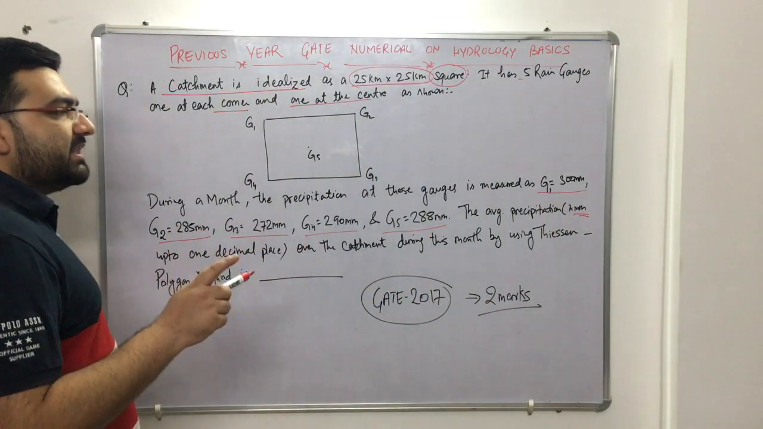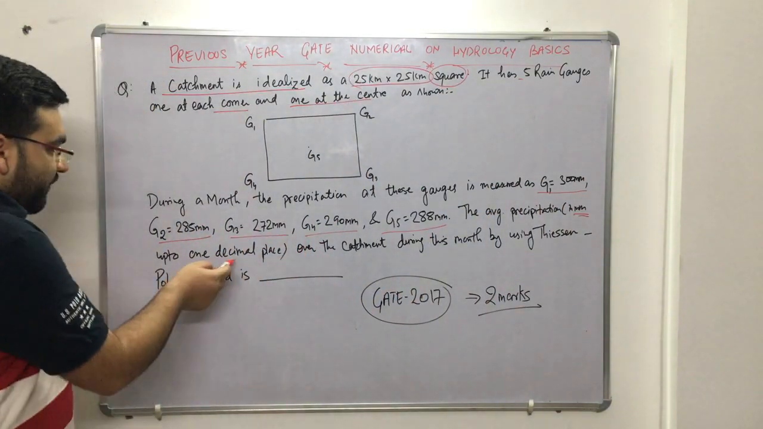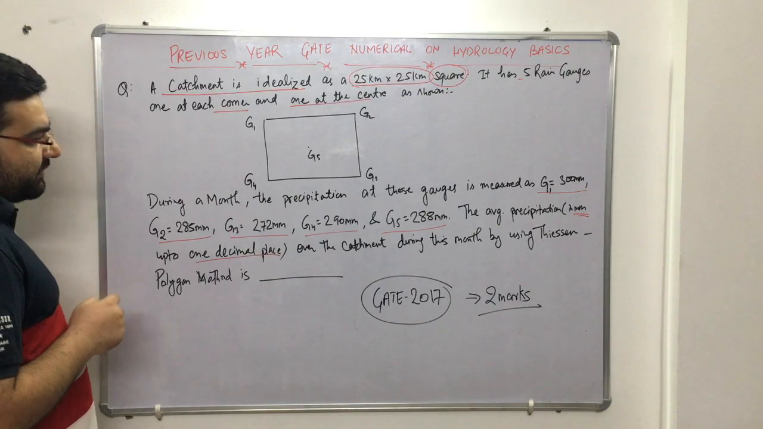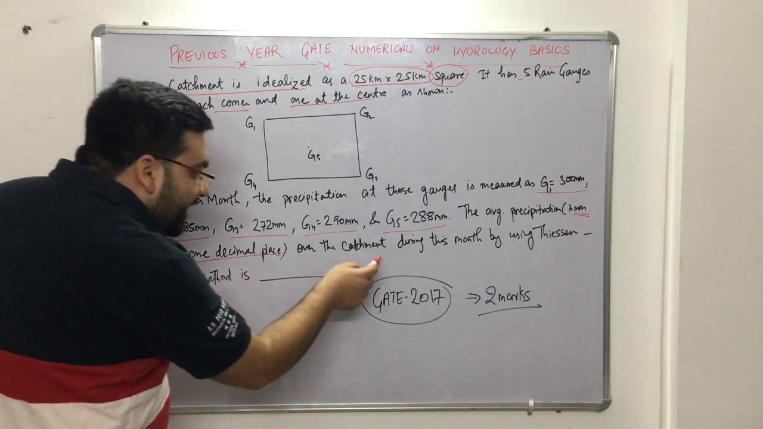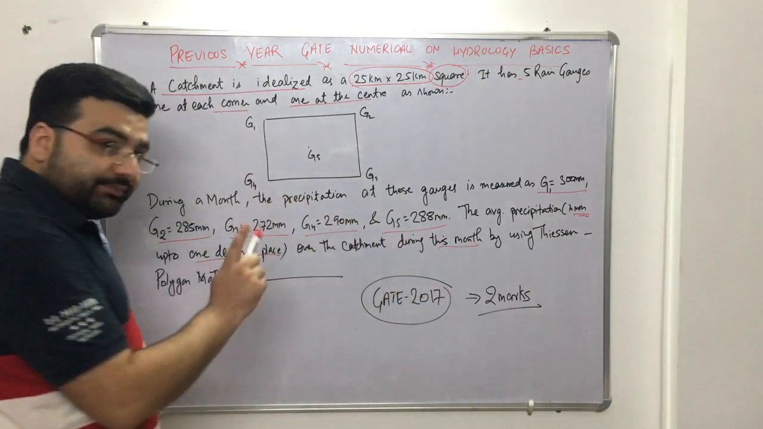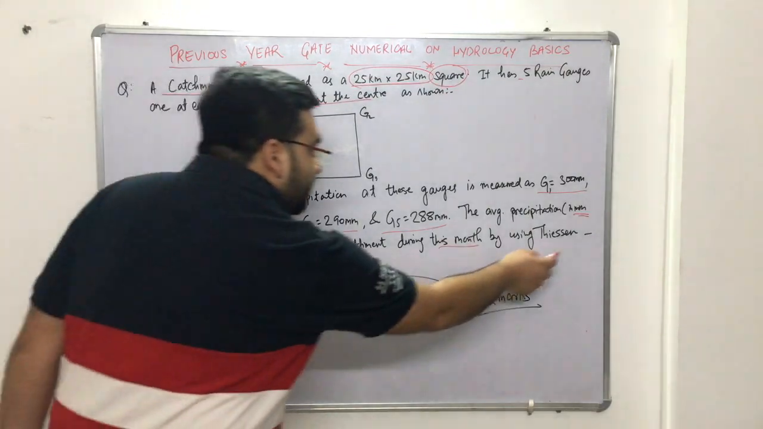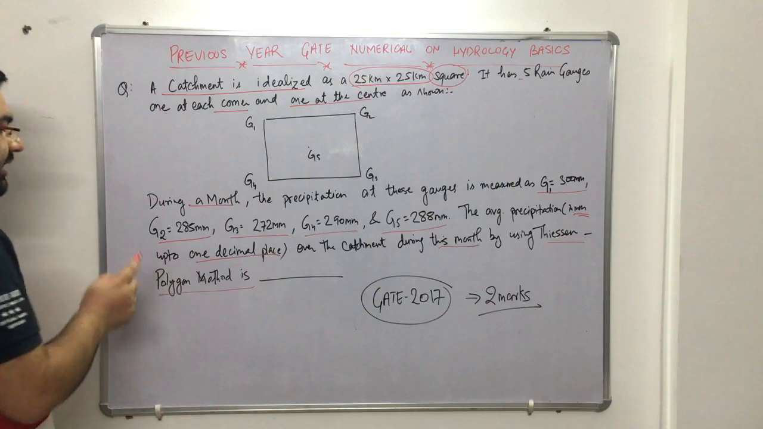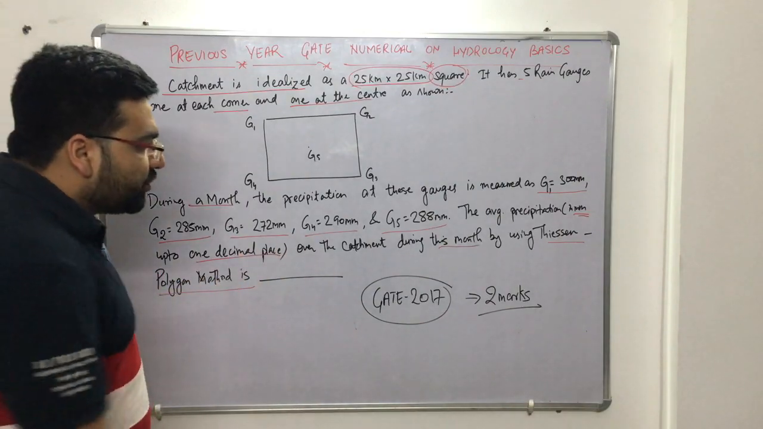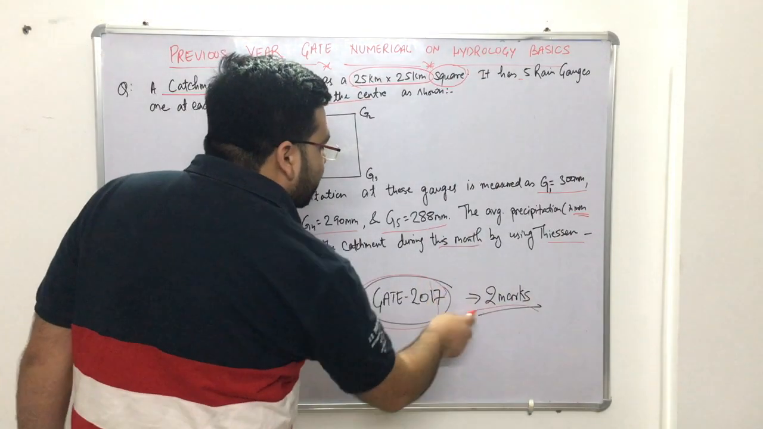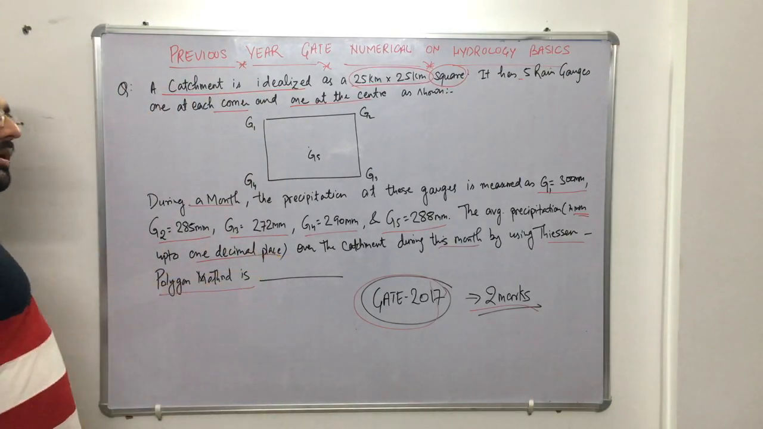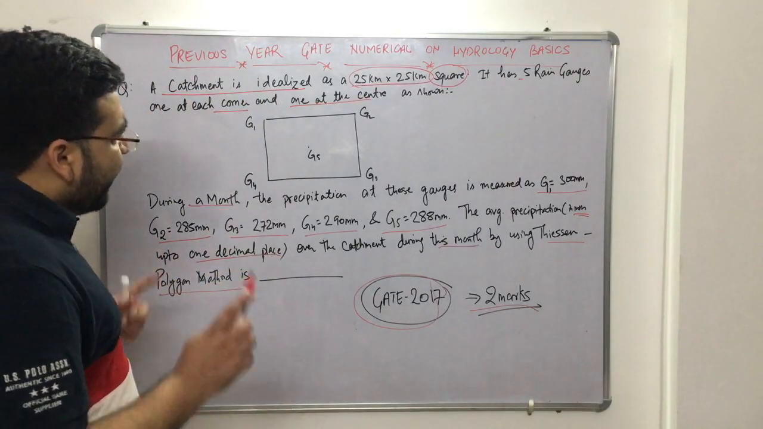Okay, no problem. The next part is the average precipitation in mm. We have to calculate the precipitation in mm up to 1 decimal place over the catchment during this month, by using the Thiessen polygon method or Thiessen mean method. So this question came in GATE 2017. It was of around 2 marks. So we have to put the values. So it's a very straightforward question.